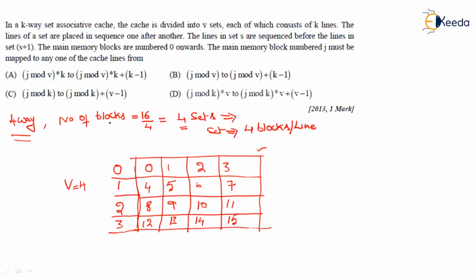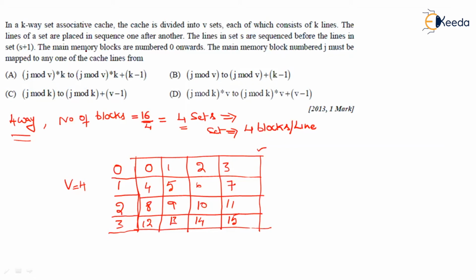Okay. So the total number of blocks I'm considering in this case is 16. I just imagine that my cache has 16 blocks. If it is 16 blocks, the number of sets will be 4. 16 divided by 4 is equal to 4 sets. Each set is of 4 blocks.